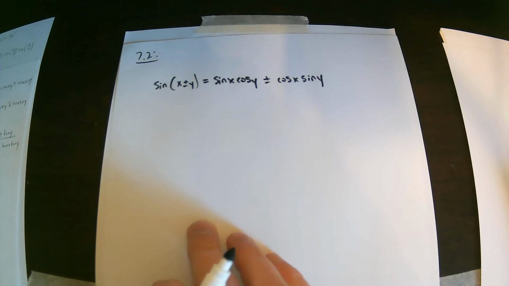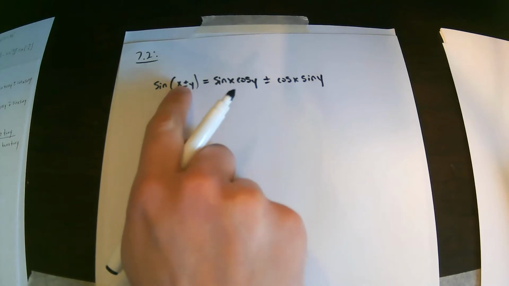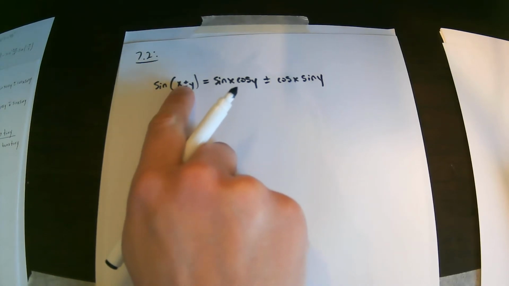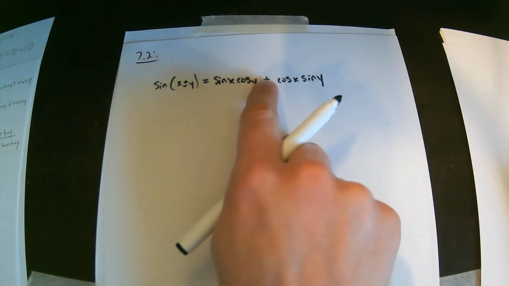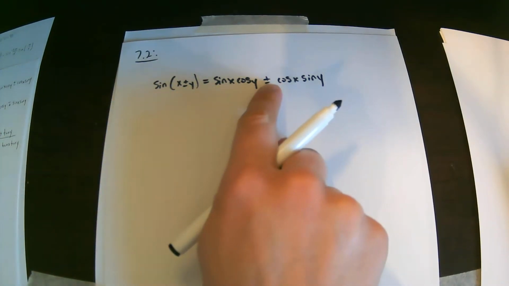So the book writes these as two separate formulas. I'm just condensing them using the plus or minus. So if the input in here is x plus y, then over here this sign will be a plus. And if it's x minus y, then this sign will be a minus sign.